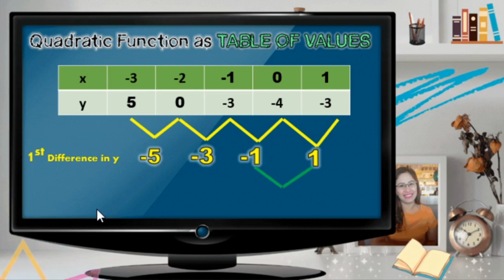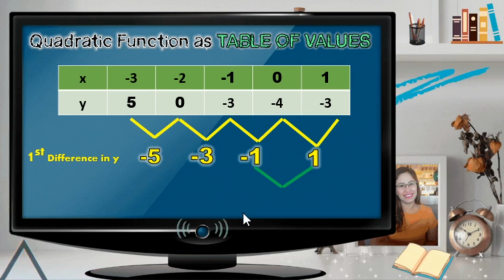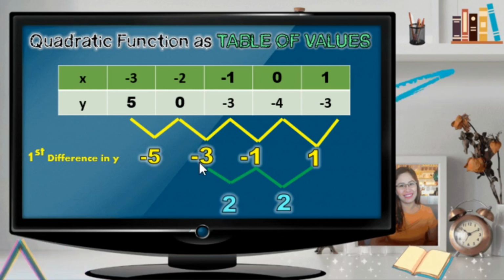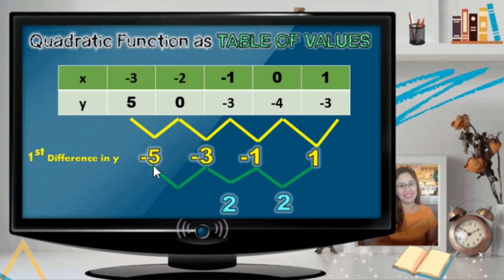Let us find again the second difference. 1 minus negative 1, we have 2. Negative 1 minus negative 3 is 2. Negative 3 minus negative 5, we have 2. And this is again the second difference in y.